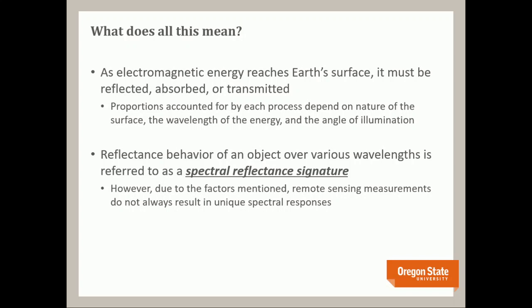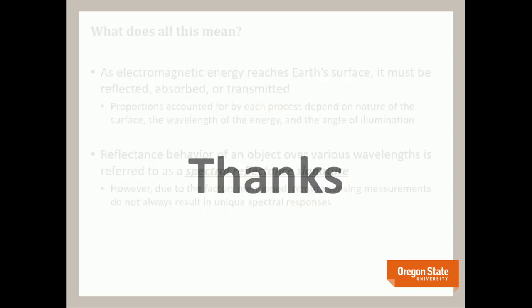As electromagnetic energy reaches a surface, it must be reflected, absorbed, or transmitted. The proportion accounted for by each process depends on the nature of the surface, the wavelength of the energy, and the angle of illumination. The reflectance behavior of an object over various wavelengths is referred to as a spectral reflectance signature. However, due to the factors mentioned, remote sensing measurements do not always result in unique spectral responses.